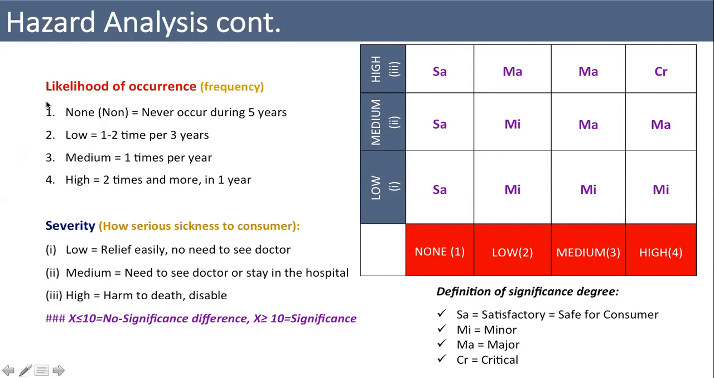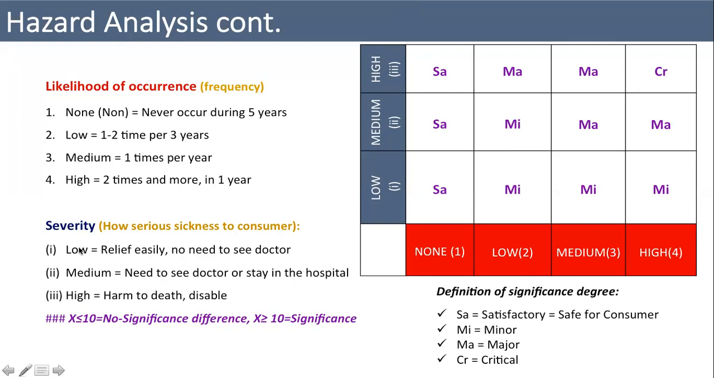So you can see numbers 1 to 4. 1 means none, 4 means high. In this table, you can see from here to here, none is 1 and high is 4. 4 means the frequency is high, right? Then severity.